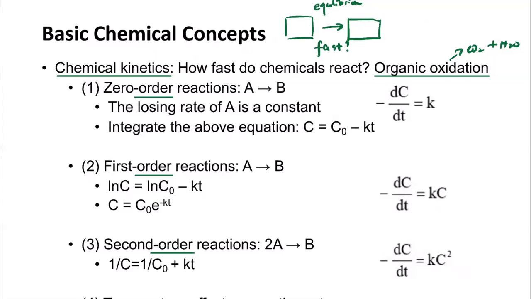So let's say we have a reaction of A getting converted into B. You can think of it as organic being converted into carbon dioxide. Okay. So we know that the reactant concentration is always decreasing, right?